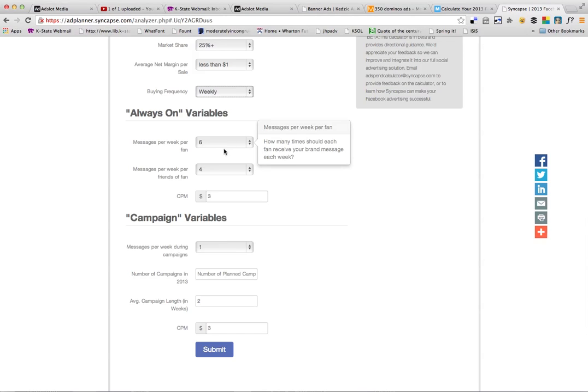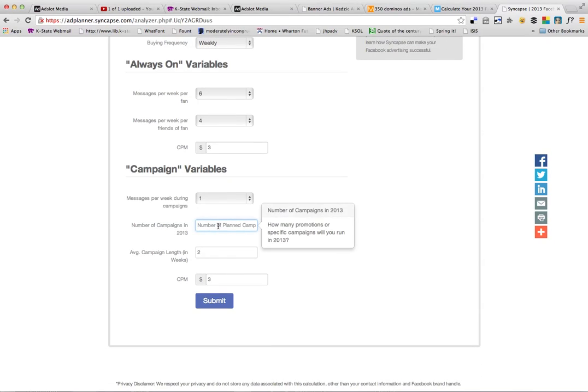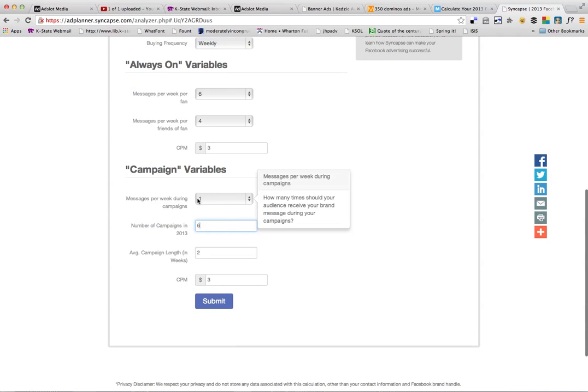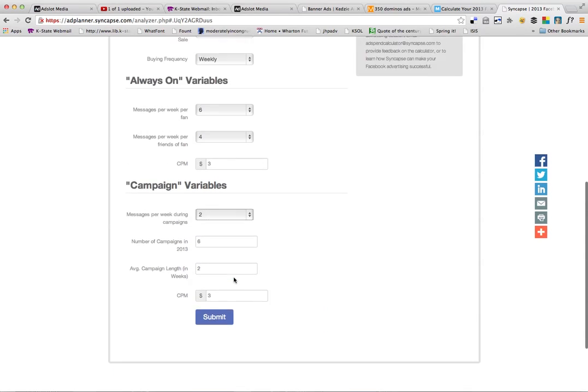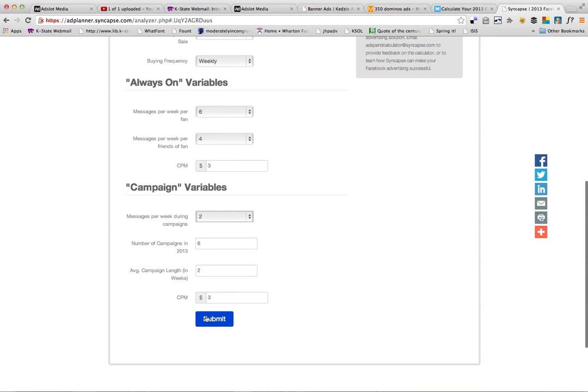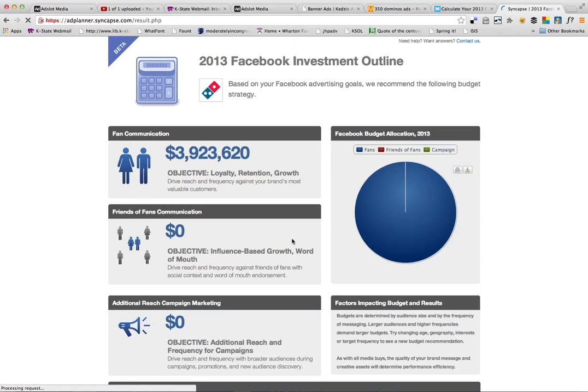Messages per week per fan, messages per week per friends of fan. Number of planned campaigns, we're going to do, let's say 6, 1 a month. Message per week during the campaigns, let's go up to 2. Average campaign length, sure, 2 weeks. We're going to go ahead and just leave the CPM cost the same. And let's click submit and see what it says.